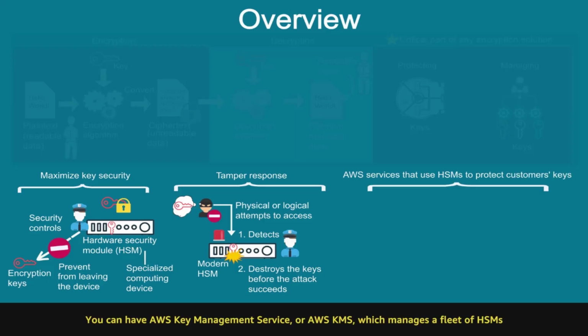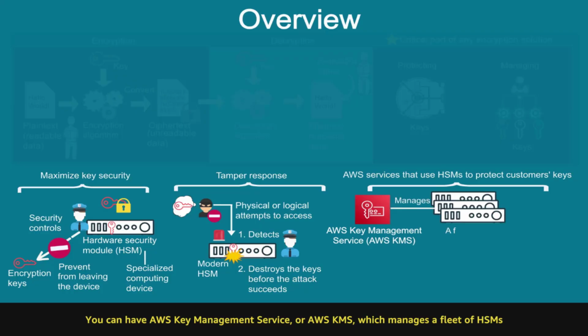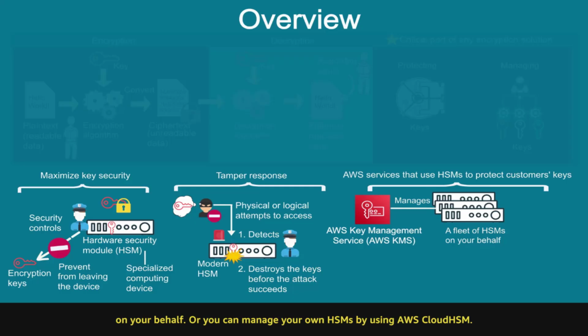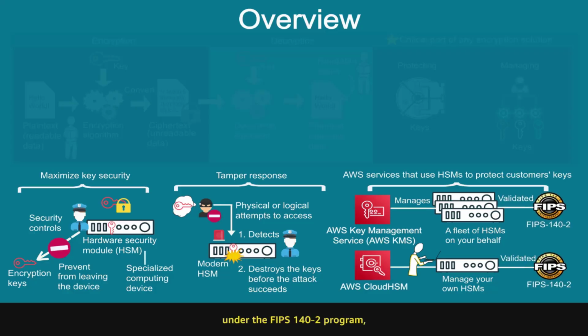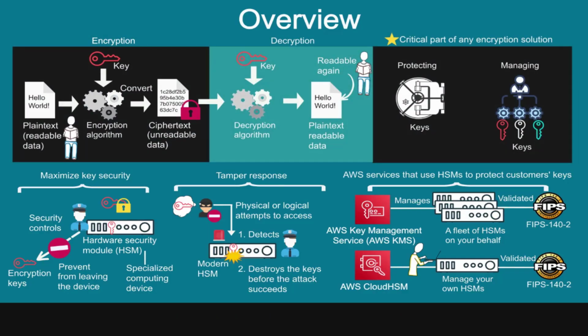You can have AWS Key Management Service, or AWS KMS, which manages a fleet of HSMs on your behalf. Or, you can manage your own HSMs by using AWS Cloud HSM. In both AWS KMS and Cloud HSM, HSMs are validated under the FIPS 140-2 program, the standard for evaluating cryptographic modules.